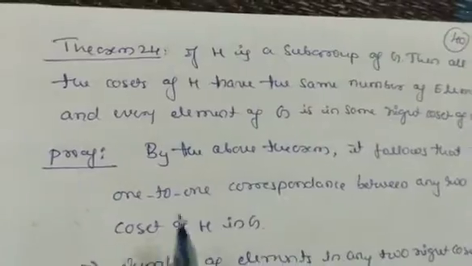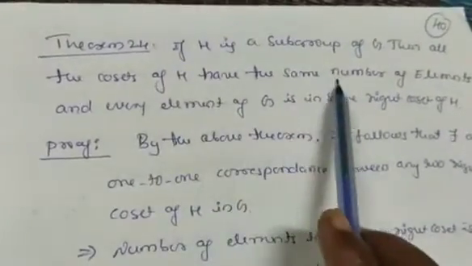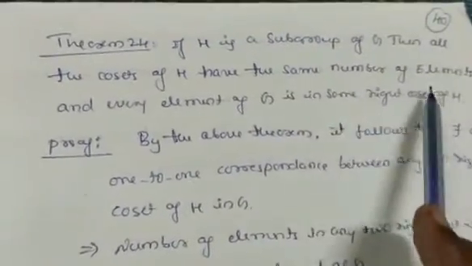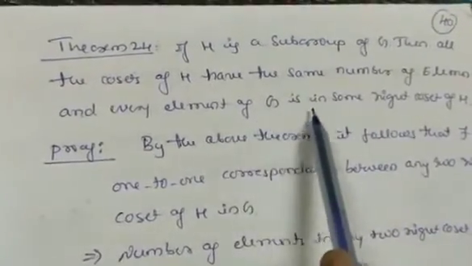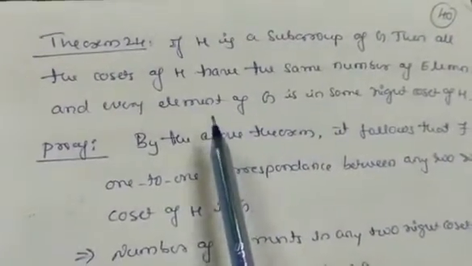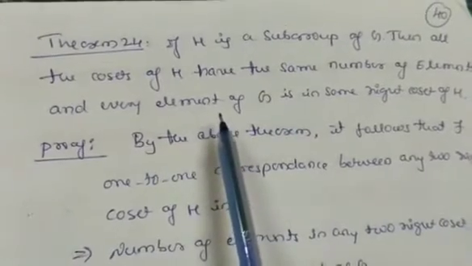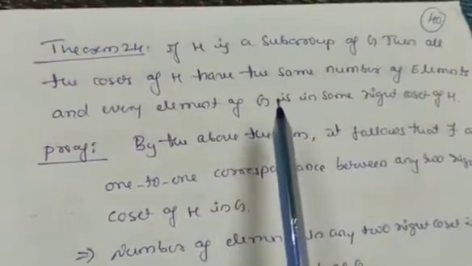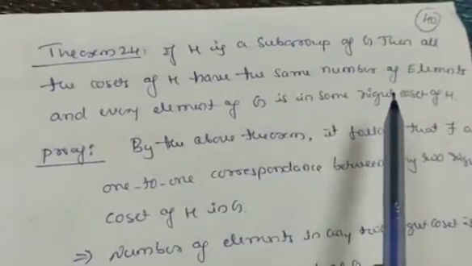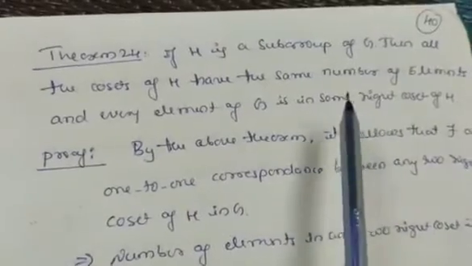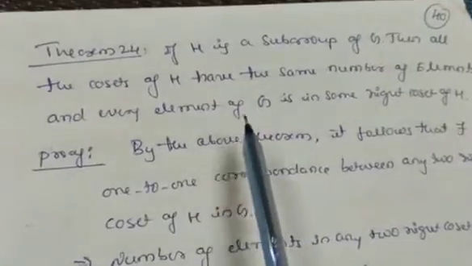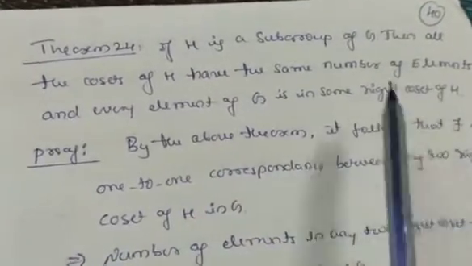Let us take one more theorem. If H is a subgroup of G, then all the cosets of H have the same number of elements, and every element of G is in some right coset of H. First you should read this statement once again. It means all the cosets of H, whether right or left cosets, have the same number of elements, and every element of G is in some right coset of H.